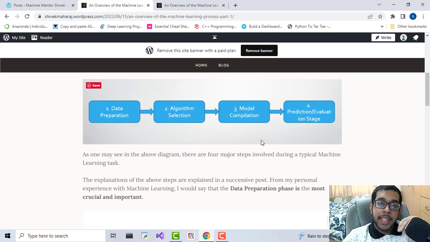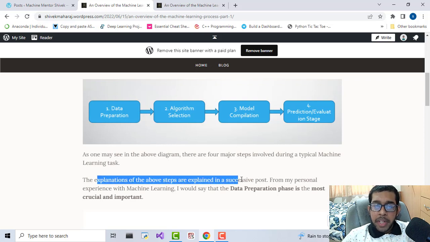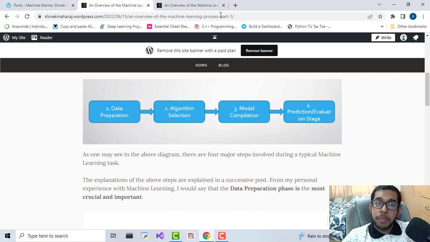Now, as you can see in the above diagram, this flowchart diagram here, there's 4 major steps involved during any typical machine learning process. These steps that I've listed here are the generic steps that you have to follow when performing the machine learning task. Under data preparation, for example, there's a lot of other sub activities or processes that can go on behind the scenes. Data preparation is kind of like the encapsulation of all the necessary steps that you need to take in order to get your data prepared for the algorithm itself. Now, the explanations of these steps are actually explained in the next post, which we will cover in this one sitting.